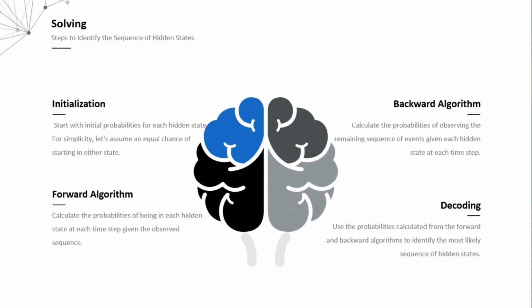To solve this problem, first we'll initialize. Start with initial probabilities for each hidden state. For simplicity, let's assume an equal chance of starting in either state. Then we'll calculate the forward algorithm: calculate the probabilities of being in each hidden state at each time step given the observed sequence. Later on, we'll calculate the backward algorithm: calculate the probabilities of observing the remaining sequence of events given each hidden state at each time. Then we use the forward and backward algorithms and decode the sequence of hidden states.